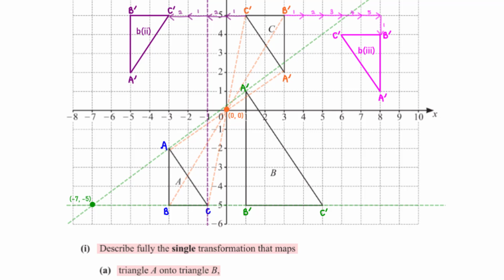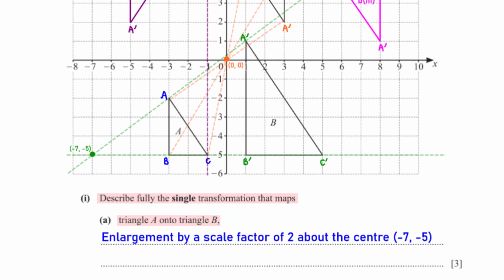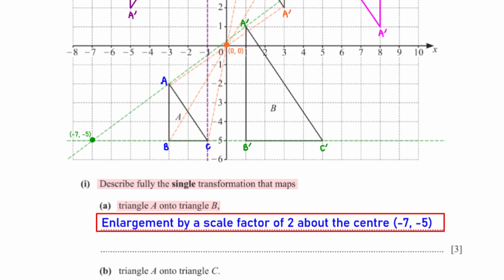From here, all we need to do now is to find the center of enlargement. We can get this by connecting at least 2 corresponding points on both triangles with a line. The intersection point of the lines is the center of enlargement. In this case, we get the center as -7, -5. And so the full description for this transformation would be enlargement by a scale factor of 2 about the center -7, -5.